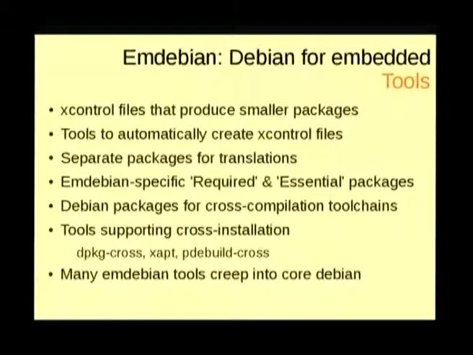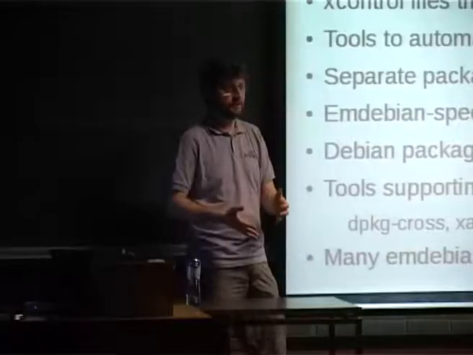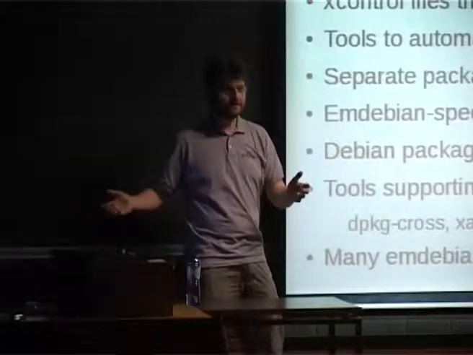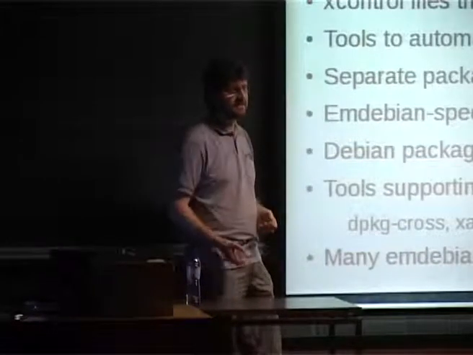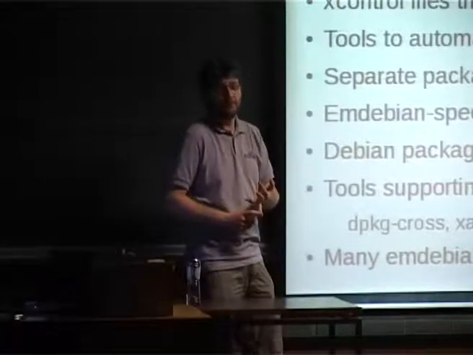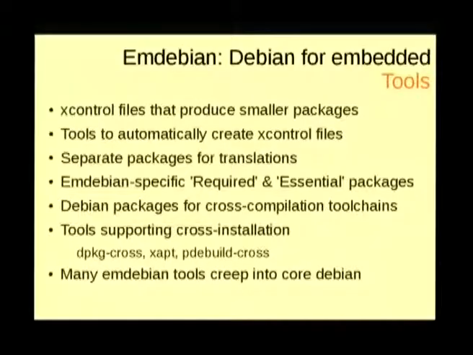And another important feature is that it separates translations so that you can still have translations of a package, but you don't need all translations when you install it. For instance, when you install coreutils, you will get translations of coreutils into something like 50 languages, while typically on your embedded system, you need none, or maybe one is enough. And then there are these specific required and essential packages to make Crush possible.